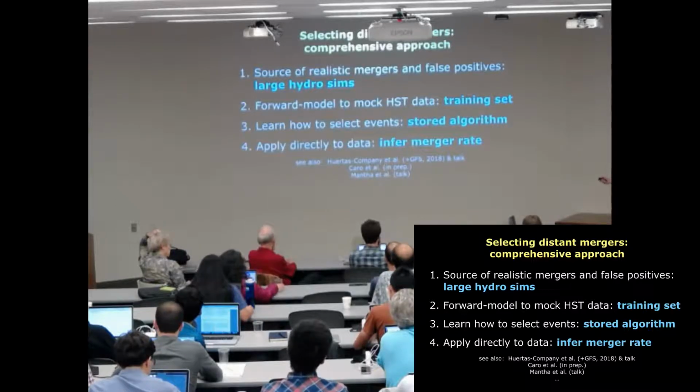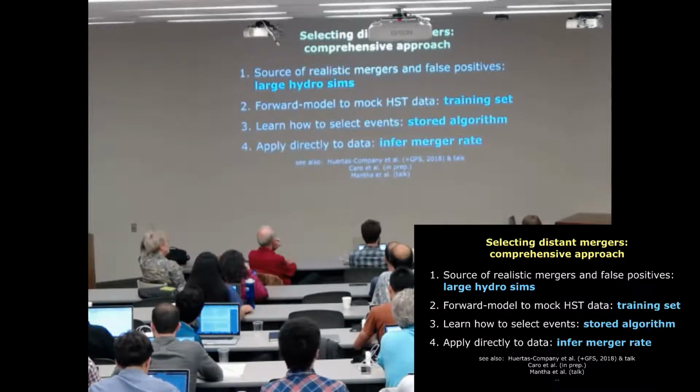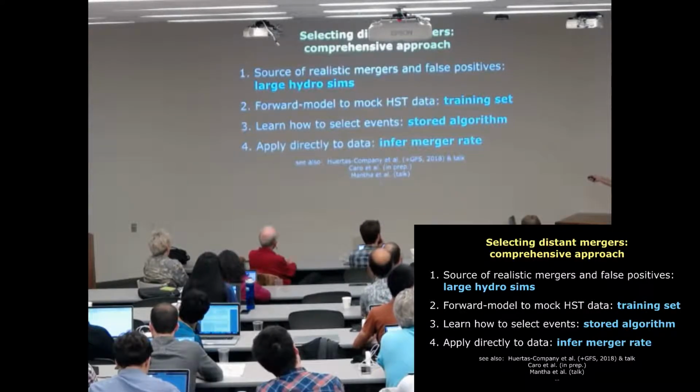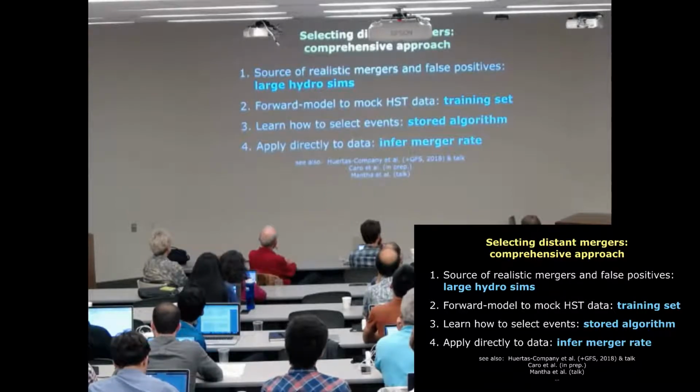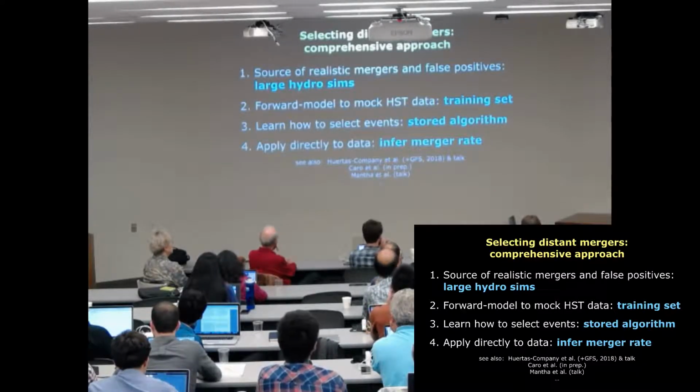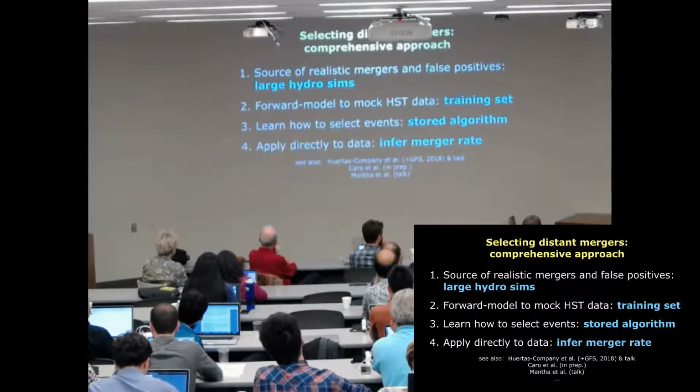And so the large hydrodynamical simulations, I'm talking about Illustris today. We forward model them to mock Hubble Space Telescope data to give us a training set of intrinsic mergers and non-mergers that we can use to interpret the real data. And then we learn how to select events. Some people call this machine learning or other kinds of statistical ensemble learning techniques. Basically what you need is a stored algorithm based on the training set, which can tell you how to take real data and turn it into number counts or merger rates for that matter.